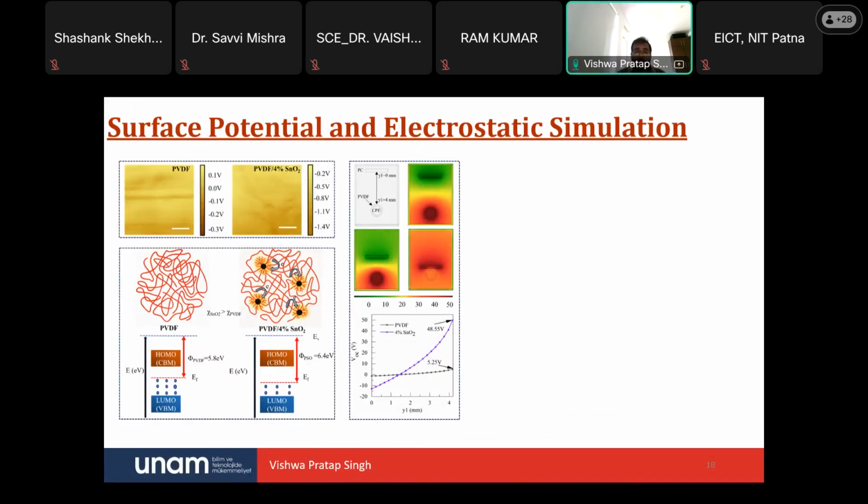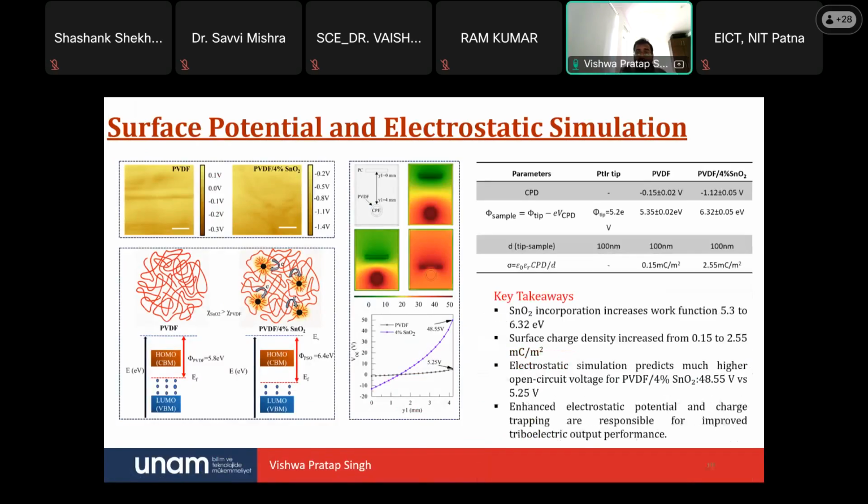So there is another thing we need to check. After getting a higher beta phase, as we understood from the previous slide, you also need to understand the work function, or surface charge density. So how will you calculate the surface charge density? We have this AFM. AFM has another mode that we call KPFM, Kelvin probe measurement. With this Kelvin probe, we can calculate the surface CPD, contact potential difference. That contact potential difference can be helpful for your work function calculation and surface charge density calculation.